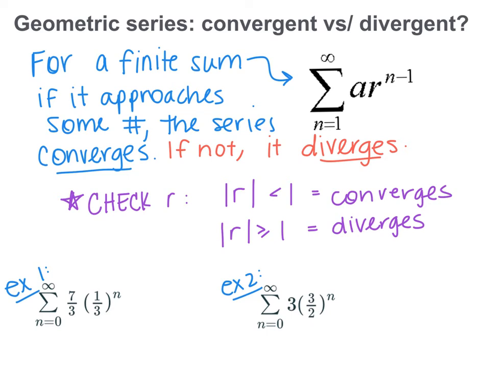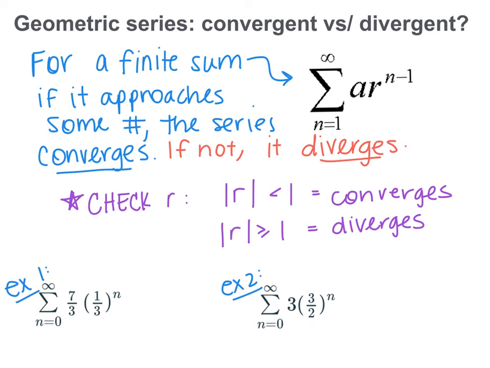If the absolute value of your common ratio is less than 1, it converges. You can find the sum. If the absolute value of your common ratio is greater than or equal to 1, it diverges, which means that you can't find the sum of that series.